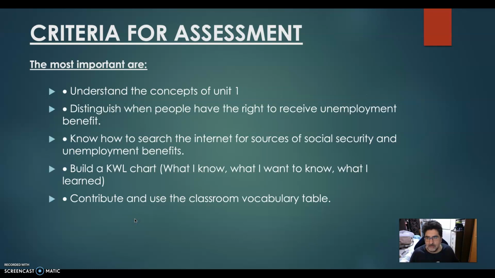Criteria for assessment. The most important are: understand the contents of Unit 1. Distinguish when people have the right to receive unemployment benefits. Know how to search the internet for sources of social security and employment benefits. Build a KWL chart: what I know, what I want to know, what I learned, contribute and use the vocabulary table.